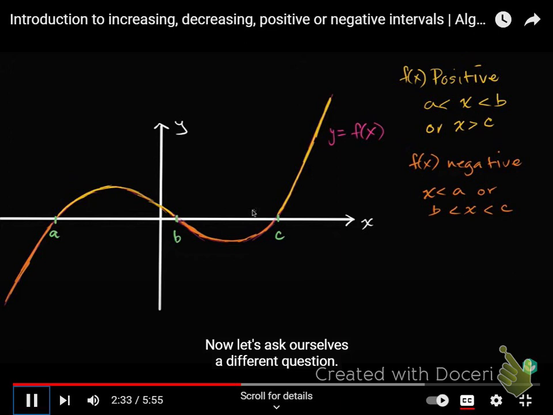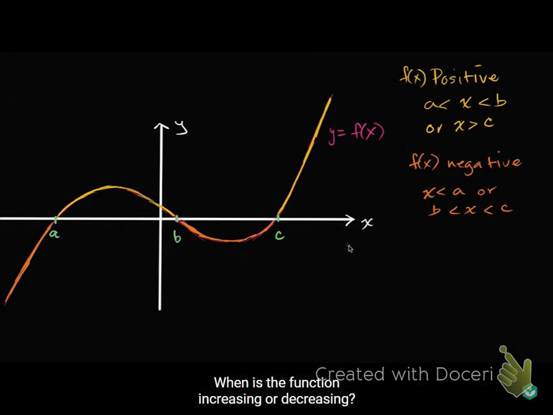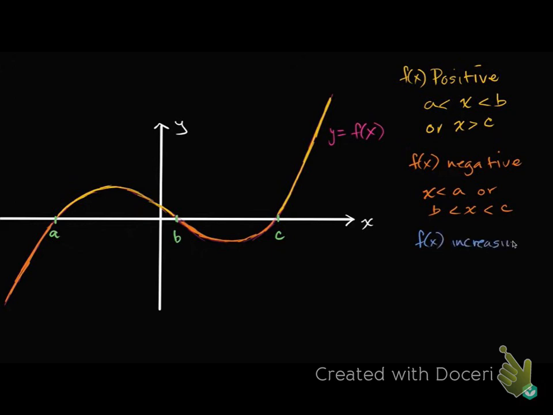Now let's ask ourselves a different question. When is the function increasing or decreasing? So when is f of x increasing? Well, one way to think about it is, for every time that x is increasing, y should be increasing. Or another way to think about it, you have a positive rate of change of y with respect to x. You can even imagine a tangent line at any of these points, and the slope of that tangent line is going to be positive. But the easiest way for me to think about it is, as you increase x, you're going to be increasing y.